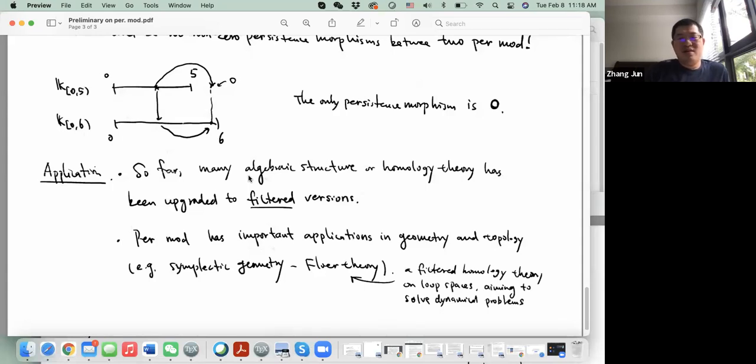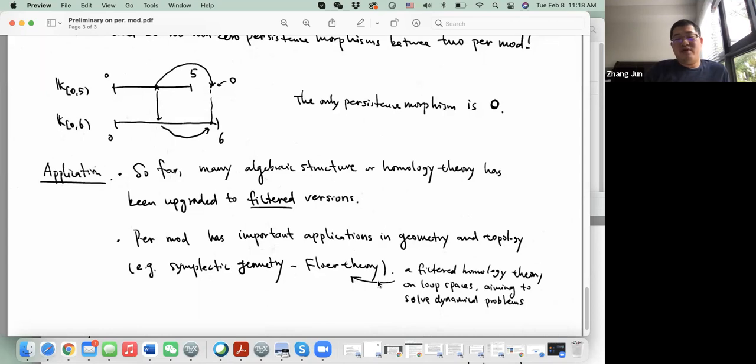Now, this talk today, this TPC, will be an example of how you upgrade the triangulated structure into a filtered version. And so here the persistent module has important applications in geometry and topology. And my research background is in symplectic geometry, especially in Floer theory.